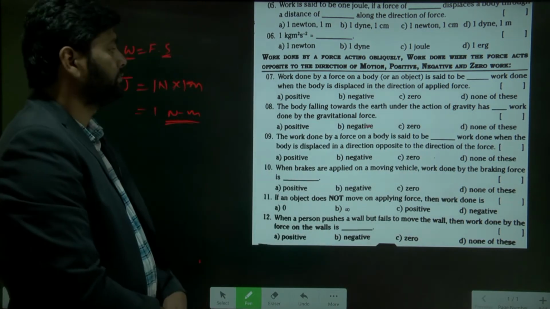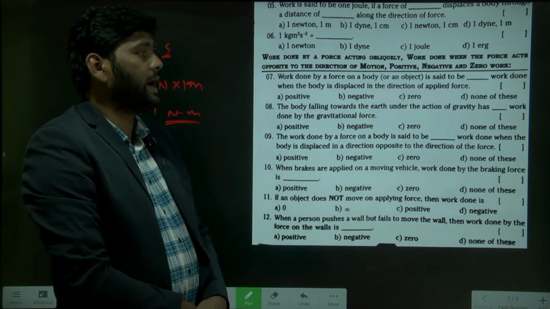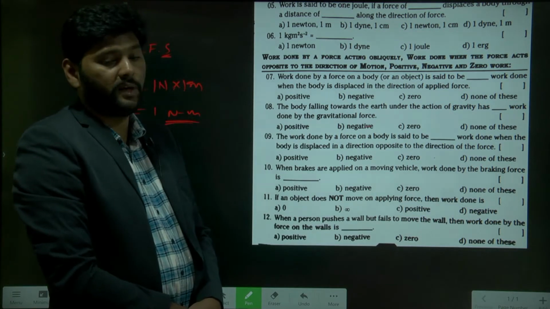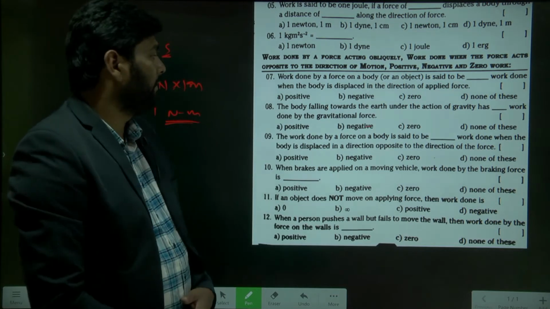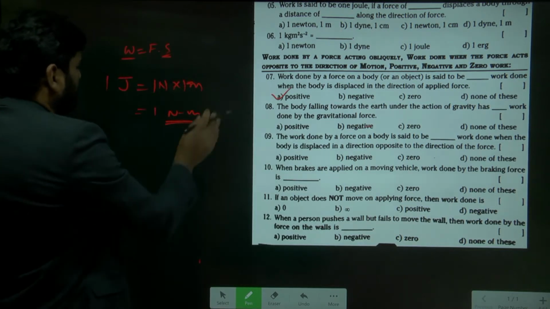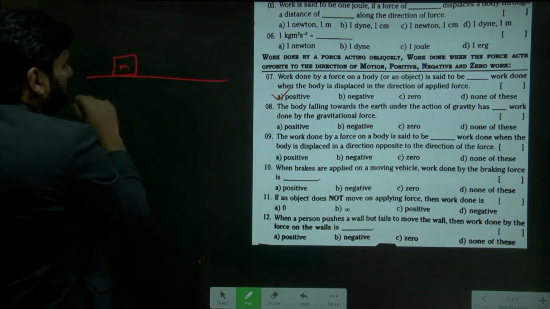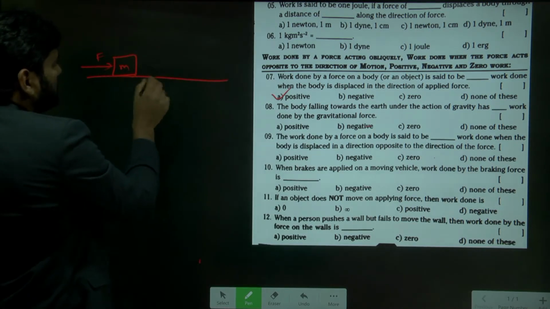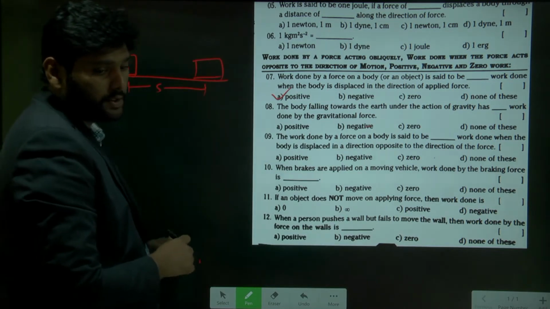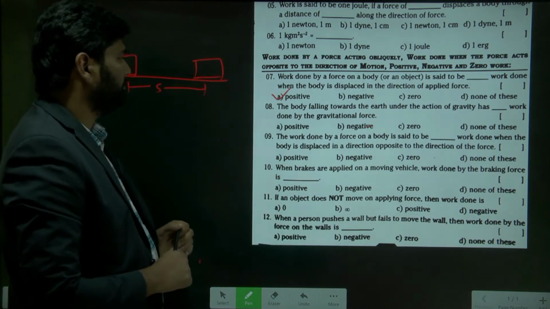Work done by a force on a body is said to be dash when the body is displaced in the direction of applied force. Positive. Very good. So here you can write that this is the object of mass m, this is a floor. On the floor, if I apply the force, it is displaced some distance s. So when it is displaced some distance s in the direction of the applied force, then it is said to be positive work done.